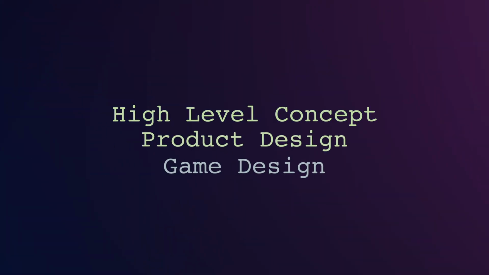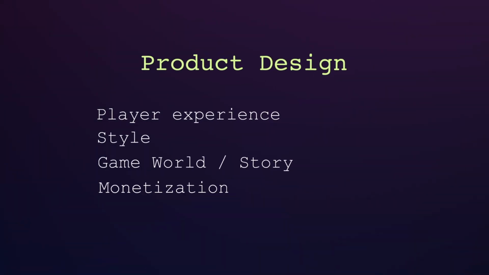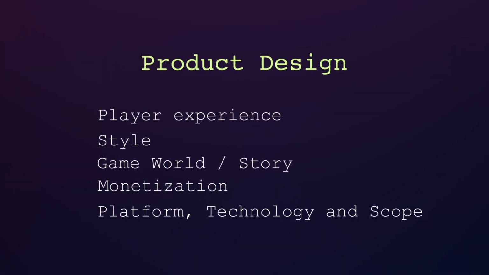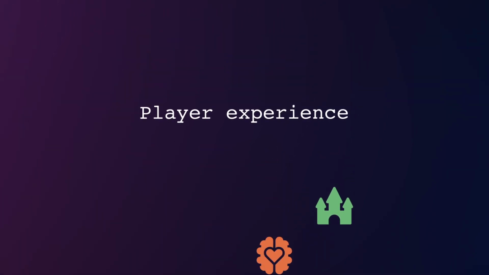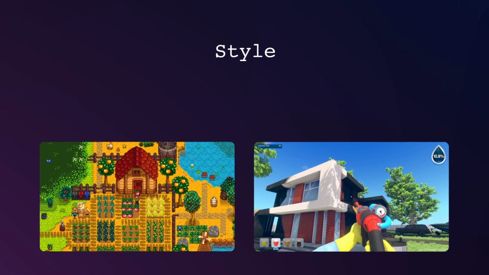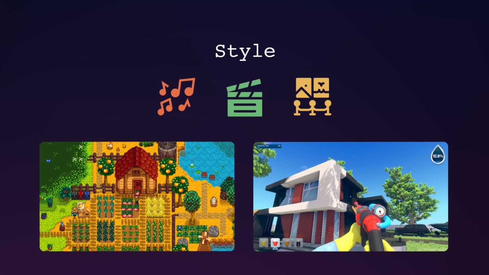Now let's move on to product design. This is the place where you explain the player experience, style, game world or story, monetization, and platform technology and scope. For player experience, you write who is the player, what is the setting, and what emotions the player is supposed to feel, what kind of fantasy the game grants. For the style, you should explain the visual and auditory style of the game. You can use other games as references or examples, but also any other media like music, movies, and art.